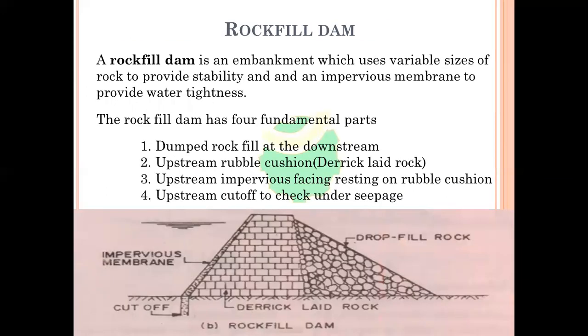Next, coming to rock fill dam. A rock fill dam is an embankment which uses variable sizes of rock to provide stability and an impervious membrane to provide water tightness. The rock fill dam has four fundamental parts: dumped rock fill at the downstream, upstream rubble cushion, upstream impervious facing resting on the rubble cushion, and upstream cutoff to check under seepage. So these are the different parts of the rock fill dam.